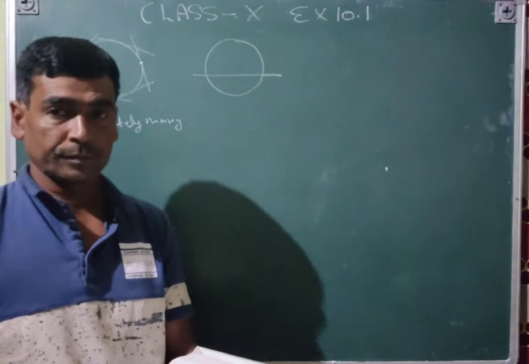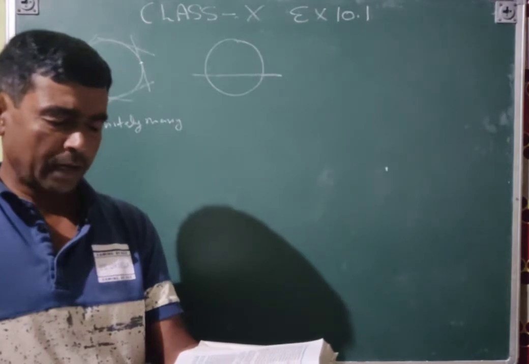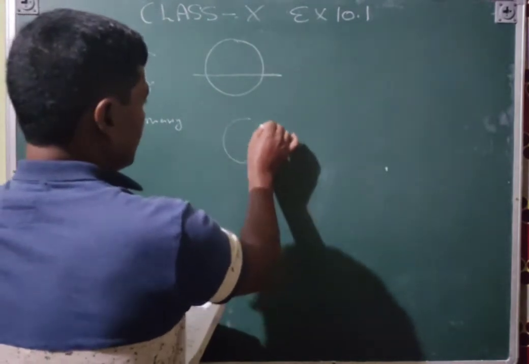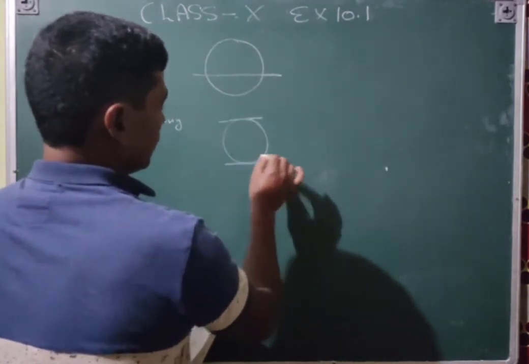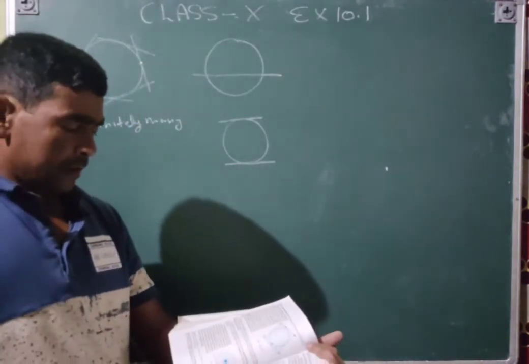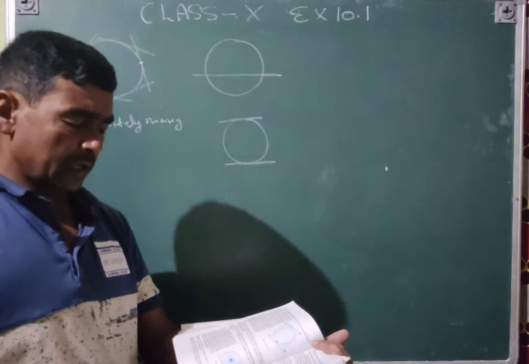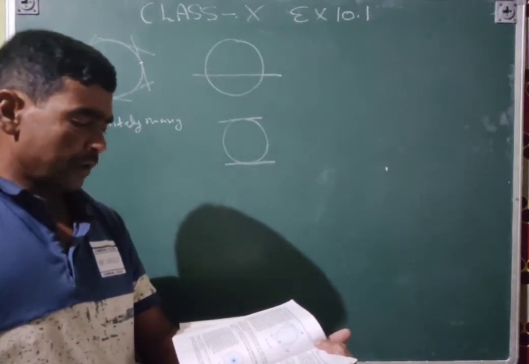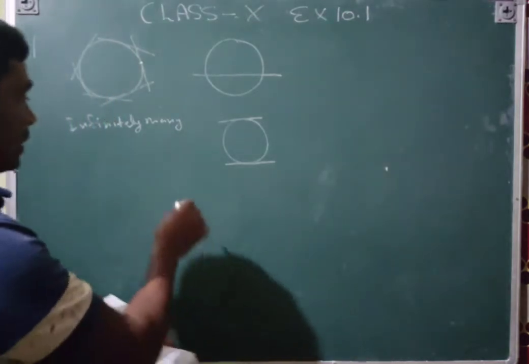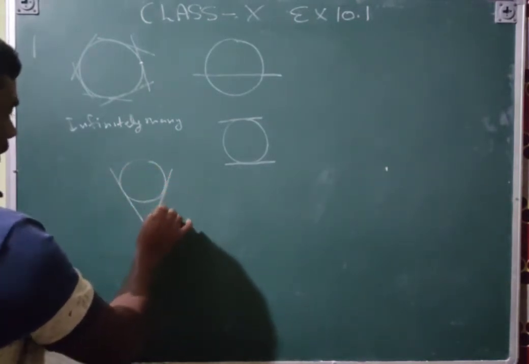And then, a circle can have 2 parallel tangents at the most. It means in a circle only 2 parallel tangents are possible, like this and this. We can't draw more parallel tangents. The common point of a tangent to a circle and the circle is called the point of contact. Suppose this is a circle that you are drawing, this is the common point.